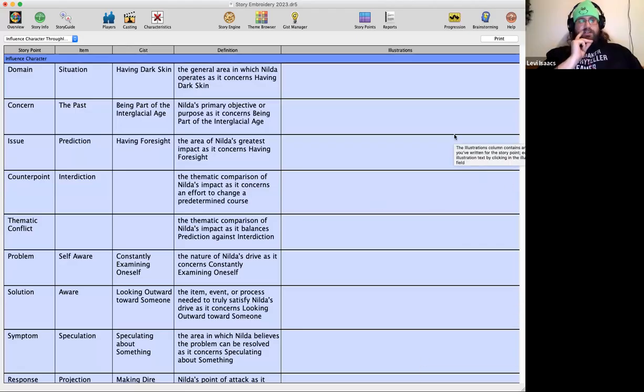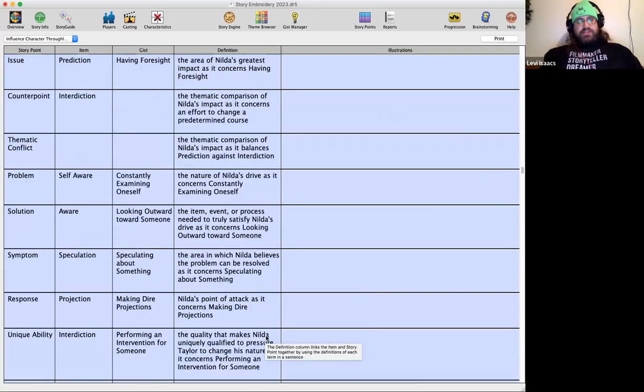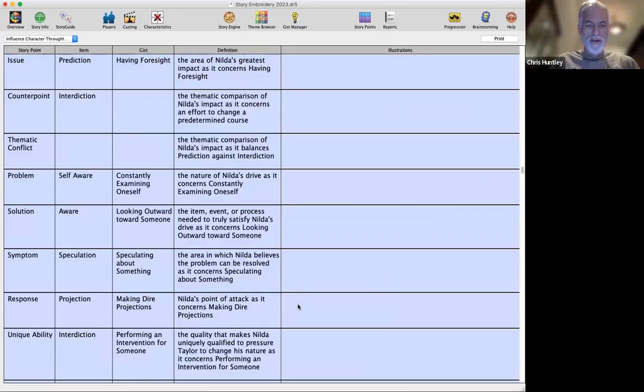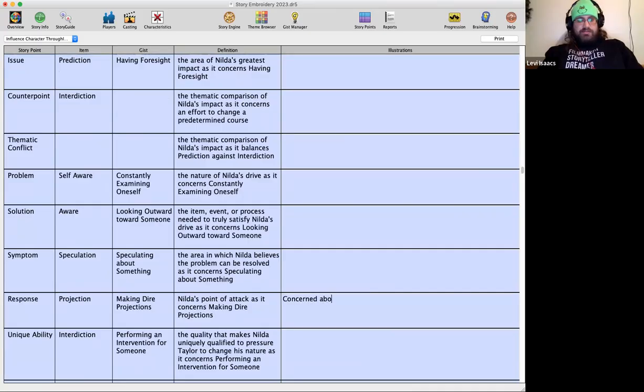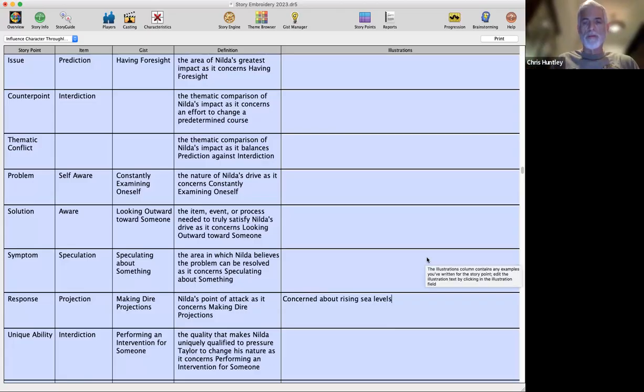Okay, well then going on that line, I guess I'll go with the response projection of making dire projections, and I'll have it be the rising sea levels. That seems like that might fit. Oh, they're concerned about rising sea levels. Okay. Yeah, see, that fits in well with what we were just talking about. Excellent.